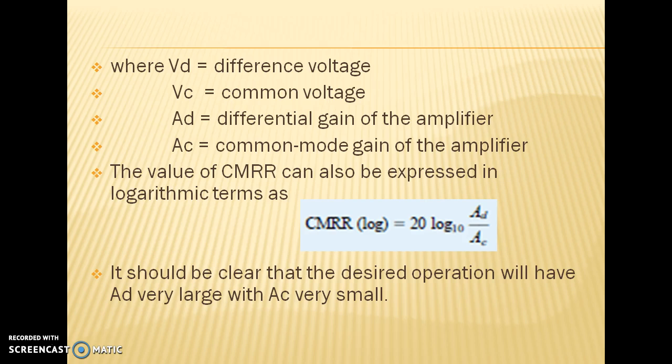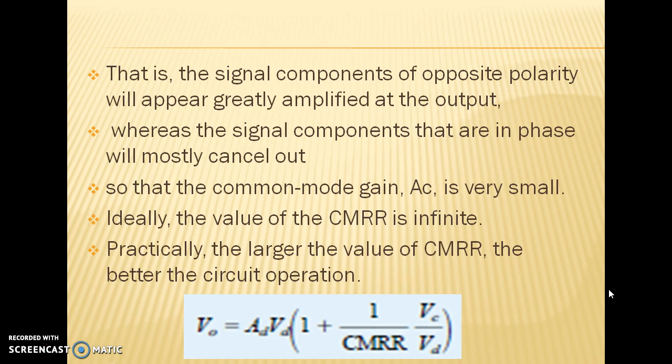The value of CMRR can also be expressed in logarithmic terms, and the expression is here. CMRR in logarithmic term is 20 log base 10 AD to AC. It should be clear that the desired operation will have AD very large with AC very small. That is, the differential gain of the amplifier is very large while common mode gain is very small. This implies that the signal component of opposite polarity will appear greatly amplified at the output, whereas the signal components that are in phase will mostly cancel out, so that the common mode gain AC is small.